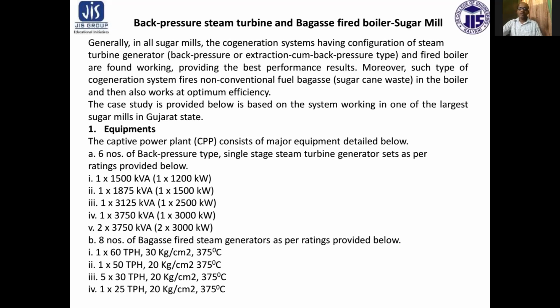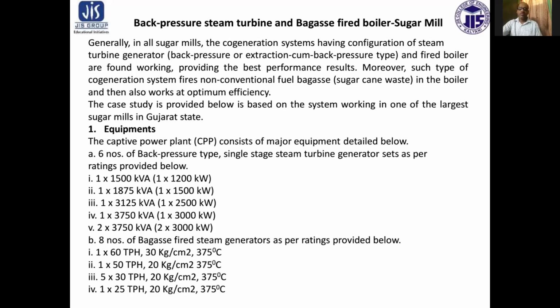So what are the equipments? The major equipment details for this captive power plant are given: 6 back pressure type single stage steam turbine generator sets, and their ratings are as follows: one turbine of 1200 kilowatt, a second turbine of 1500 kilowatt, a third turbine of 2500 kilowatt, a fourth turbine of 3000 kilowatt, and two turbines of 3000 kilowatt ratings.